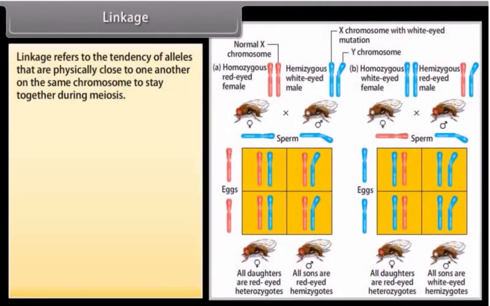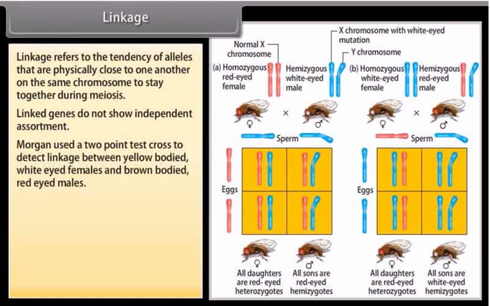Linkage. Linkage refers to the tendency of alleles that are physically close to one another on the same chromosome to stay together during meiosis. Linked genes do not show independent assortment.